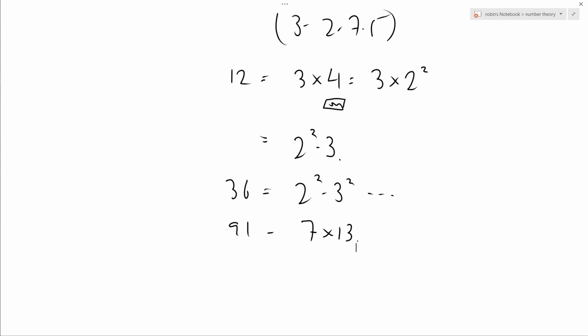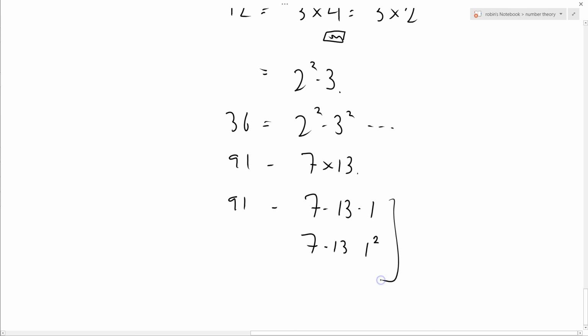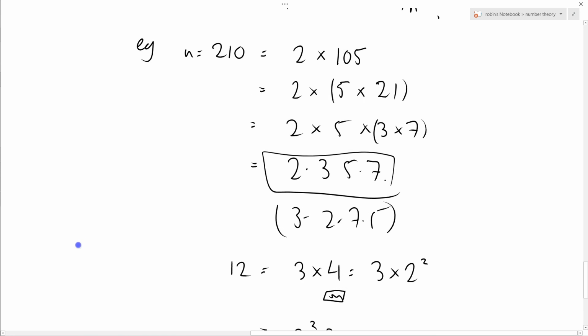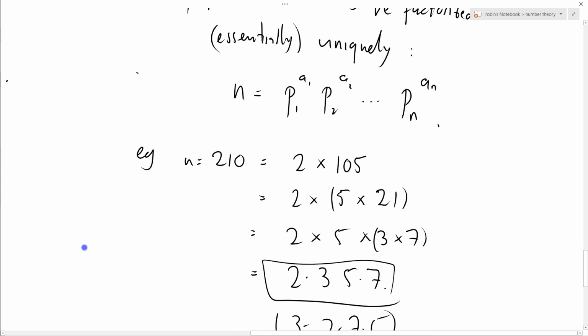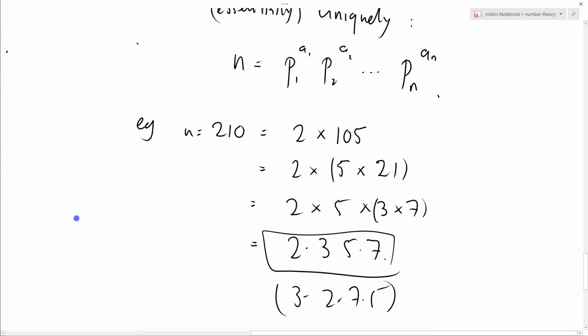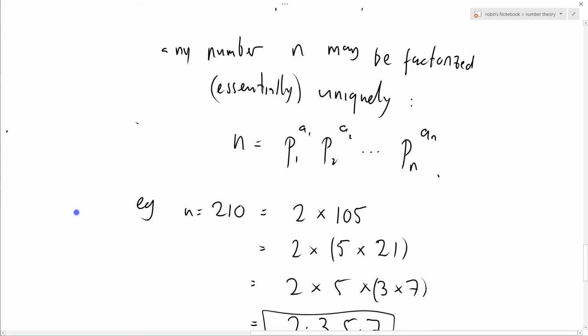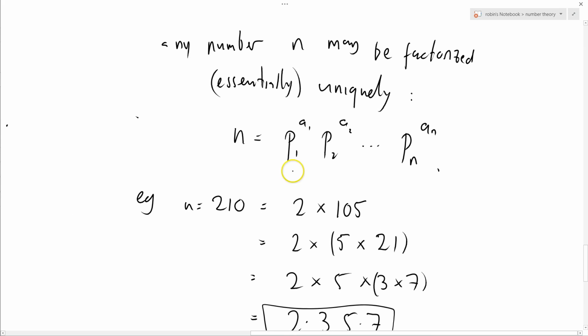If you allow 1 to be a prime number, then you lose the uniqueness, because I can say 91 equals 7 times 13 times 1, or 7 times 13 times 1 squared, and so on. So if you allow 1 to be a prime number, you lose the unique factorisation. Okay, so any number can be factorised, and this is incredibly useful. We'll use this fact over and over and over again. Any number can be factorised, and its factorisation is unique, up to a reordering of your prime factors like that.